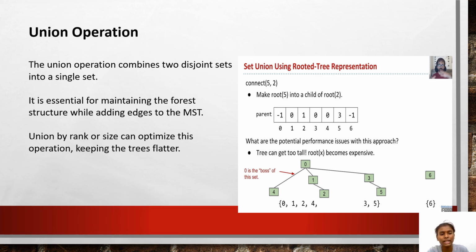Union operation. Union(x, y) changes the family by replacing 2 sets, the one containing x and the one containing y, by a single set that is the union of these 2 sets. The union operation combines 2 disjoint sets into a single set. It is essential for maintaining the forest structure while adding edges to the minimum spanning tree. Union by rank or size can optimize this operation, keeping the trees flatter.